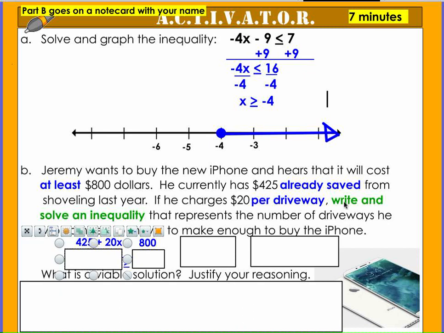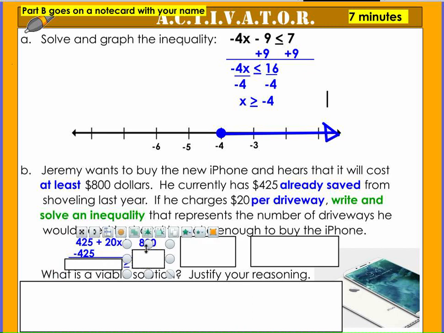And then I'm going to add $20 per each driveway. So every single driveway that I shovel, or Jeremy in this case shovels, he gets $20. So 20 times X. All right. So then our next step is to solve this. We're going to subtract 425 on both sides.